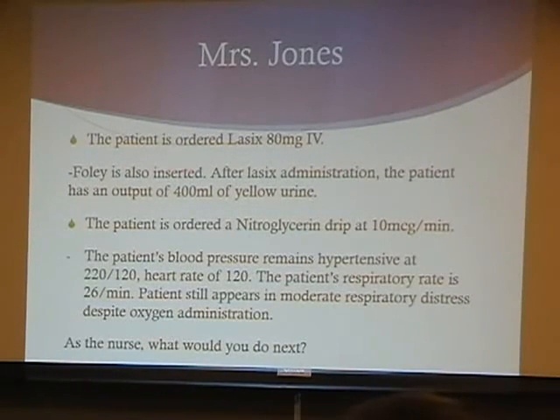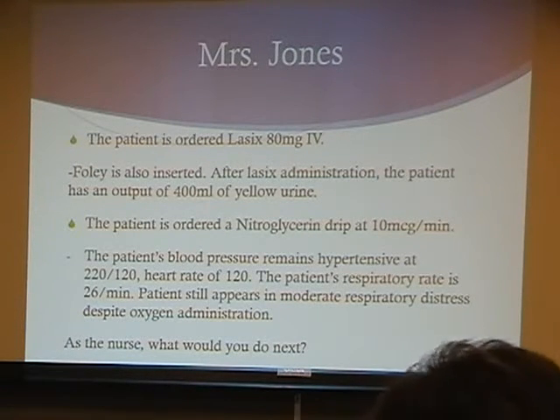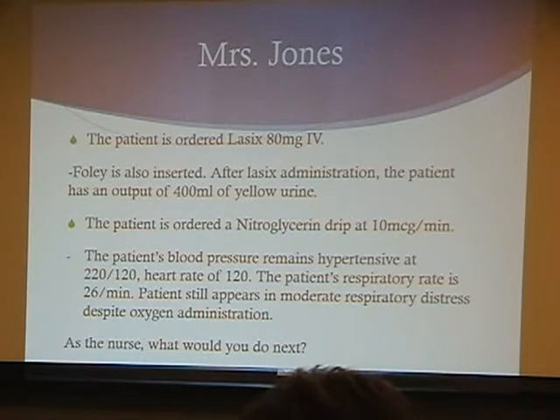Okay, so they ordered Lasix 80 milligrams, Foley's in. After the Lasix, the patient has an output of 400 mLs. She's also ordered a nitroglycerin drip at 10 mics per minute. The blood pressure 220/120, heart rate of 120. The patient's respiratory rate is 26 a minute. She still appears in moderate respiratory distress despite oxygen administration. So as the nurse, what would you do next?